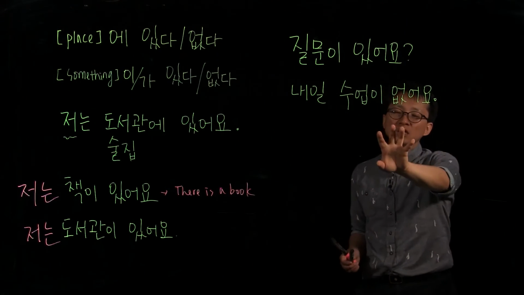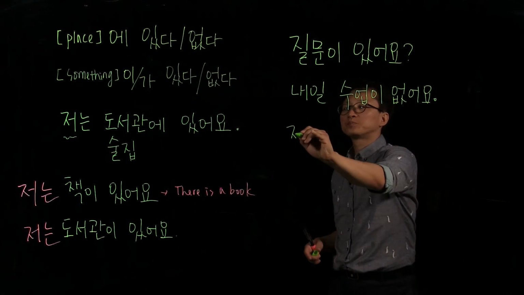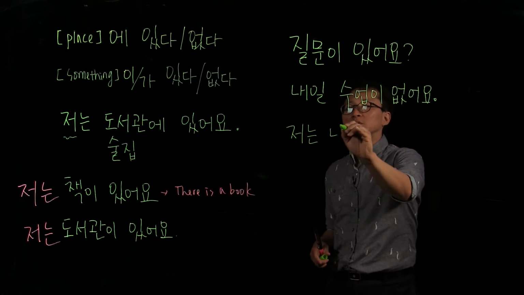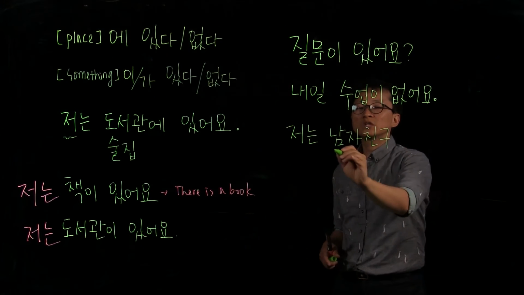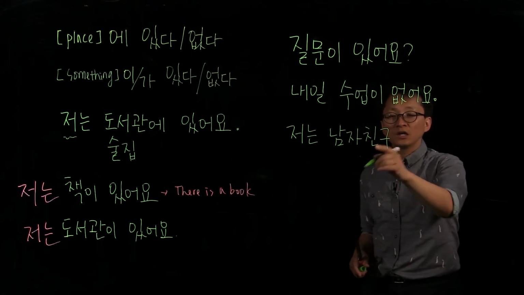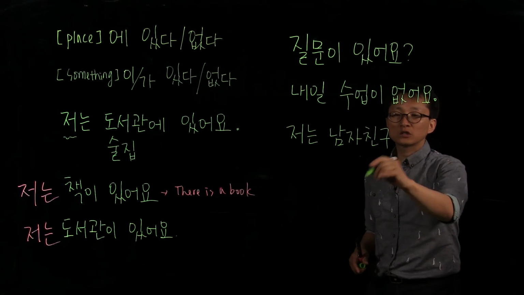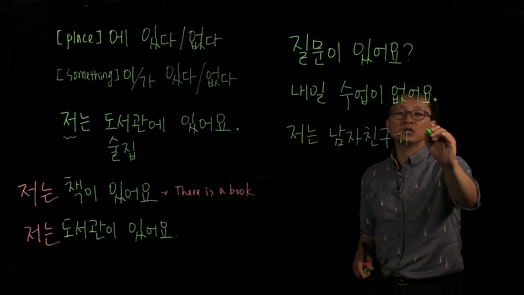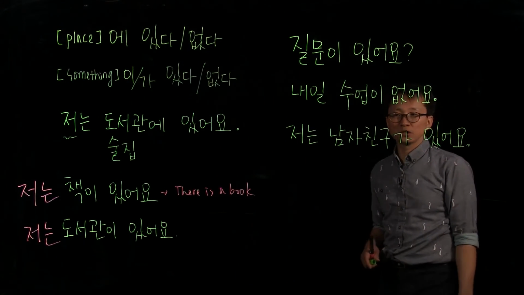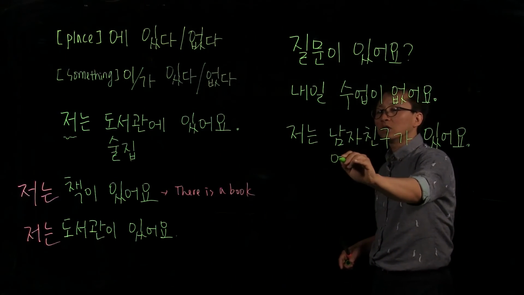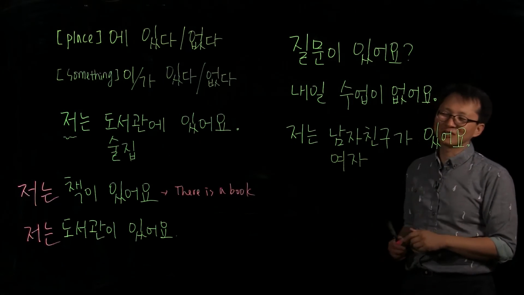저는 something이 or 가 있어요. What do you have? Think about possessions you have. 저는 남자친구가, 남자 man, 친구 friend, boyfriend, 그렇잖아. And what particle do we need? 이 or 가. There's no consonant. Then 남자친구가 있어요. 저는 남자친구가 있어요. 저는 여자친구가 있어요. 저는 남자친구가 없어요. 여자친구가 없어요.